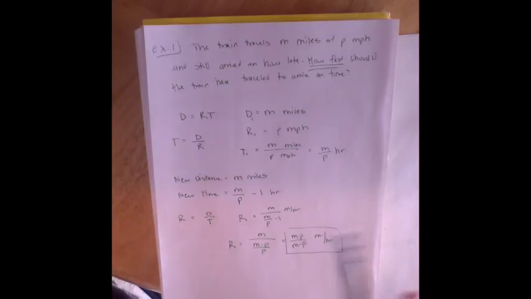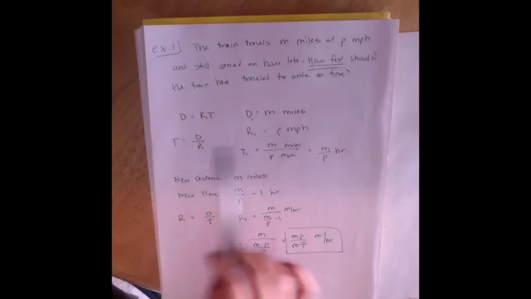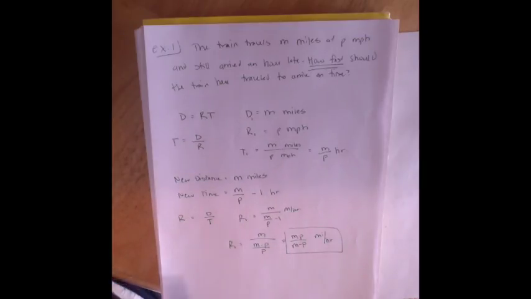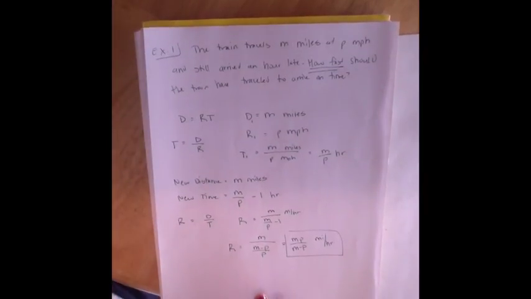Okay? It helps to list everything out. I want you to do that. I want you to write out your original distances, your new distances, original rates, new rates, original times, new times. Figure out what you're solving for. These will be very hard. These will be some of the hardest problems you will see, okay? Let's do another example.